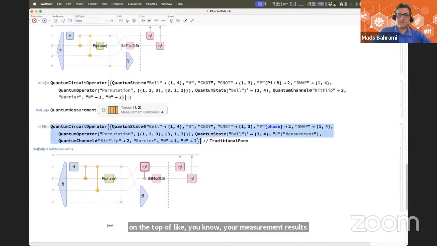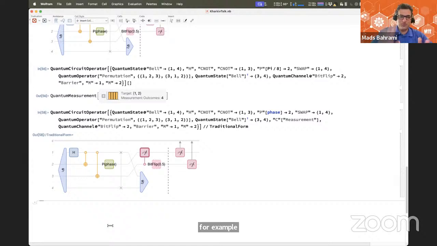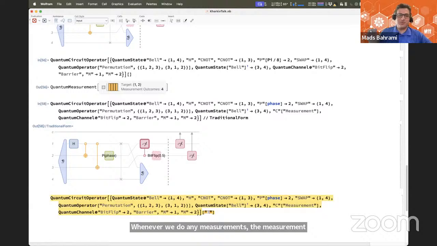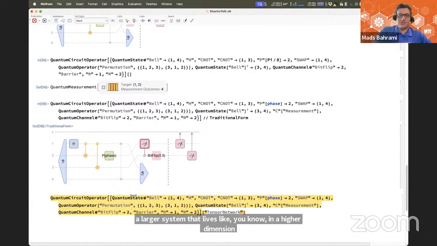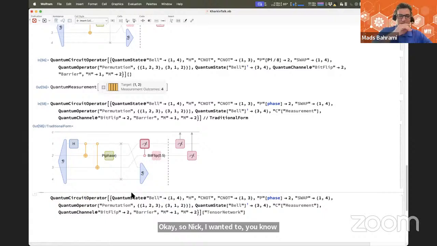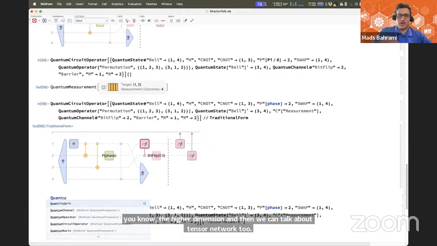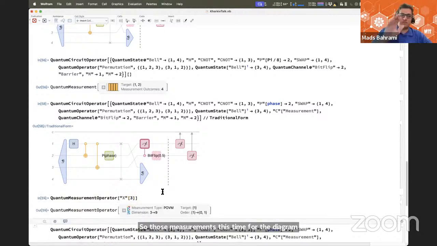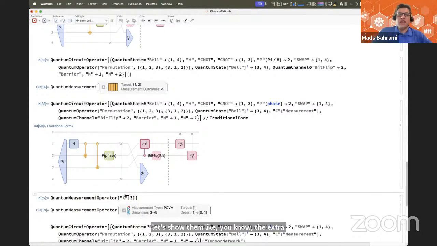For example, let's say that we are pure quantum scientists. We take quantum very seriously, meaning whenever we do any measurement, the measurement is simply entangling our quantum system with a larger system that lives in a higher dimension. Okay, so Nick, let's show the higher dimension, and then we can talk about tensor networks too. So for those measurements, this time for the diagram, let's show the extra qubits.